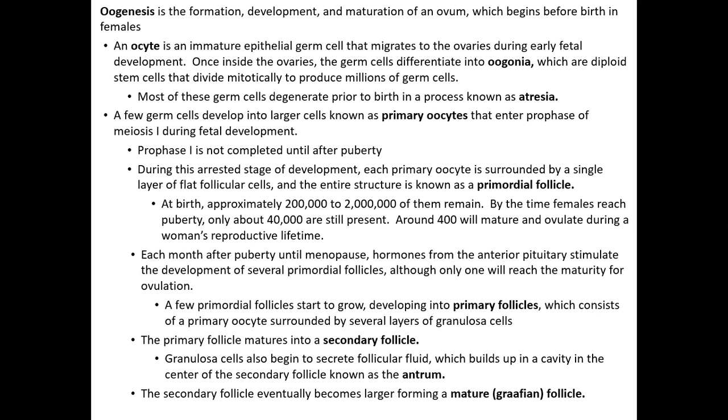Okay, I think we'll stop here and we'll start with this on Wednesday. What we call oogenesis is the formation, development, and maturation of an ovum, beginning before birth in females. So we'll get into all that on Wednesday.